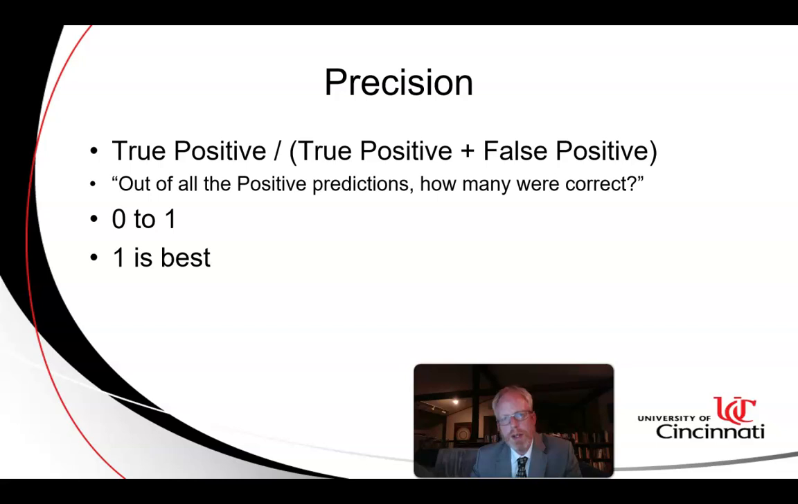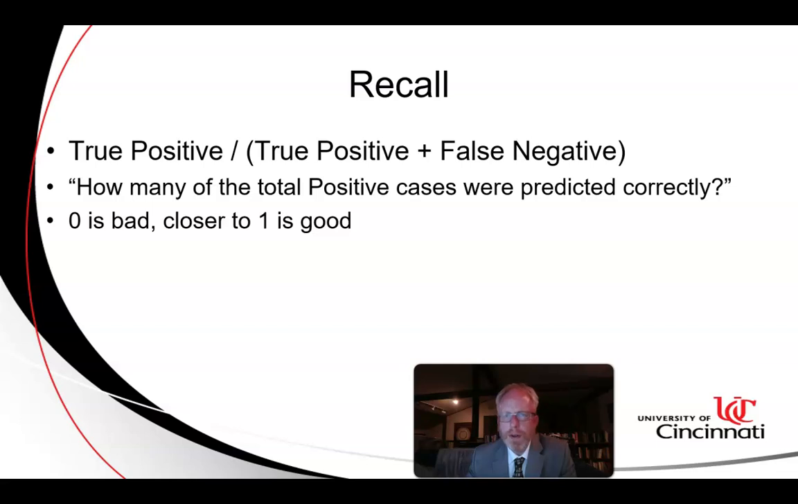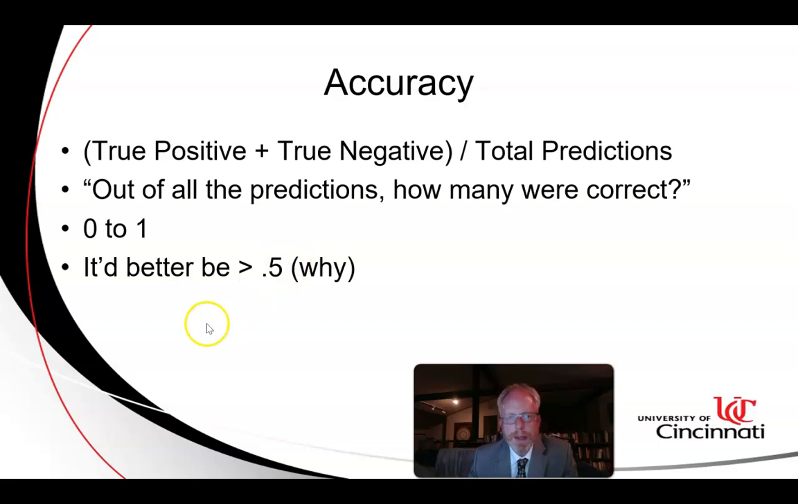So, precision: out of all the positive predictions, how many were correct? The range is going to be 0 to 1, and 1 or closest to 1 is the best. Recall: of all the positive cases, how many of the total positive cases were predicted correctly? Once again, a range of 0 to 1, closer to 1 is good.